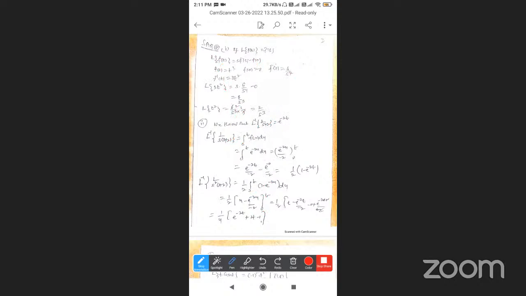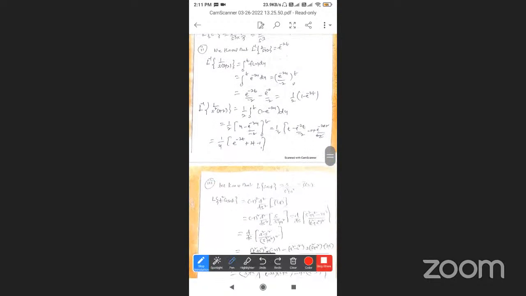So that is the first bit. What is the second bit? The second bit is the inverse Laplace transform of f bar of s.